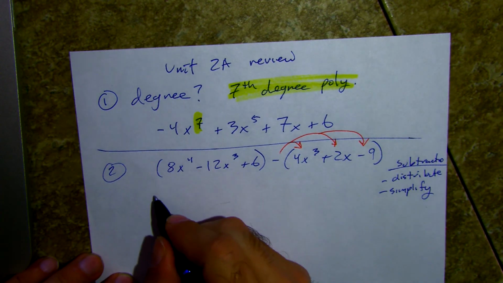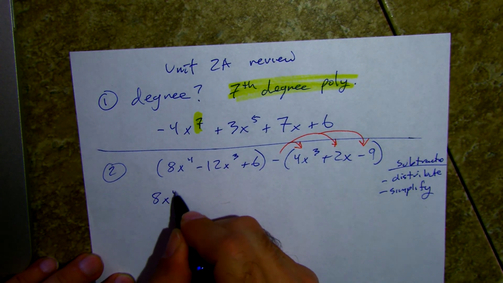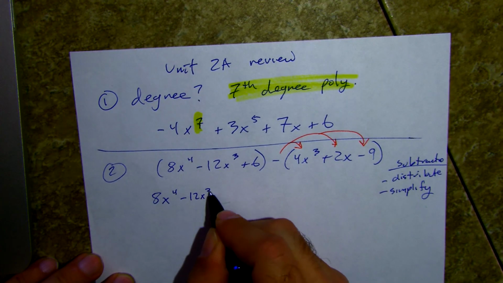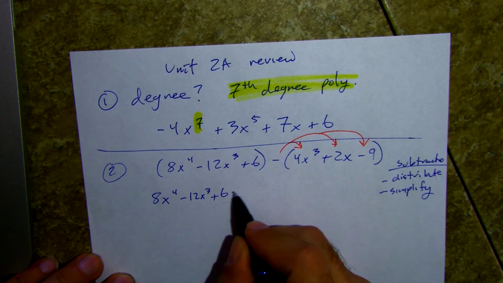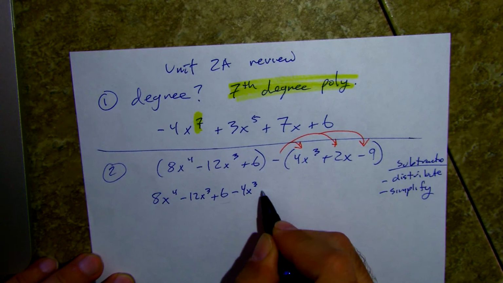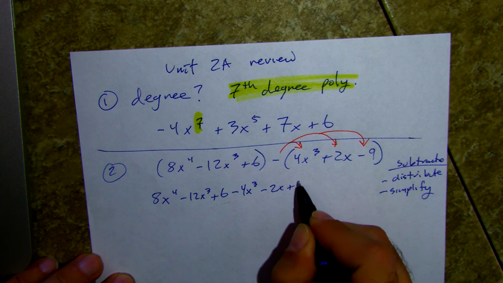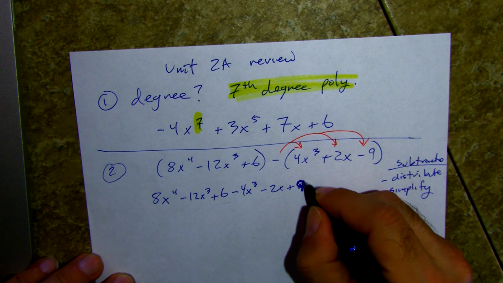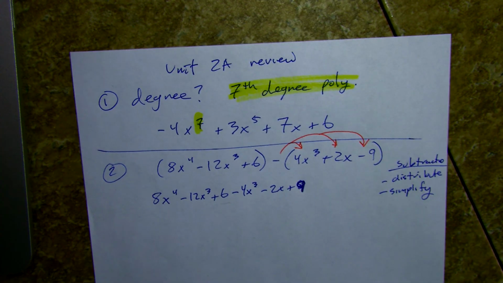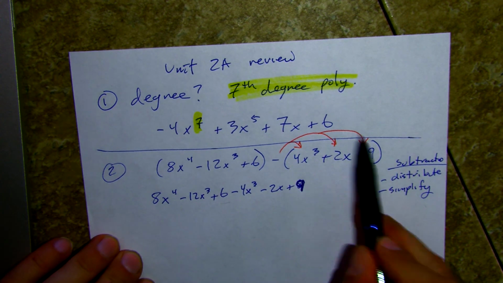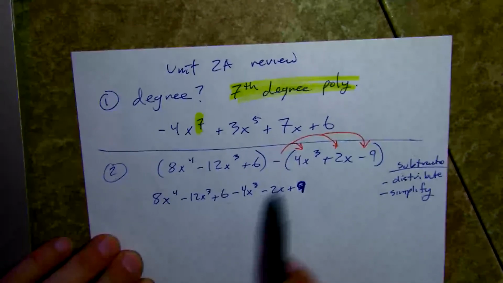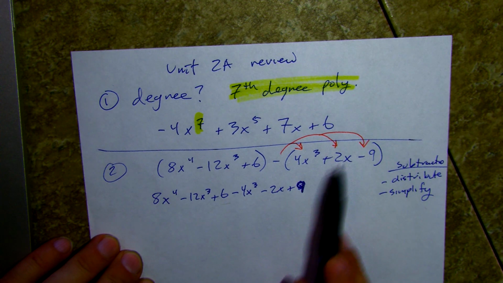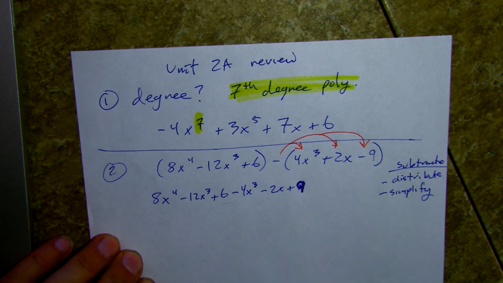So I'm going to rewrite it. 8x to the 4th minus 12x to the 3rd plus 6 minus 4x to the 3rd minus 2x plus 8. Nah. I was even thinking in my head, don't write 8. And I wrote 8. Plus 9, because we have to distribute the negative. Boom, boom, boom. Negative 4x to the 3rd. Negative changes to negative. Positive changes to positive.